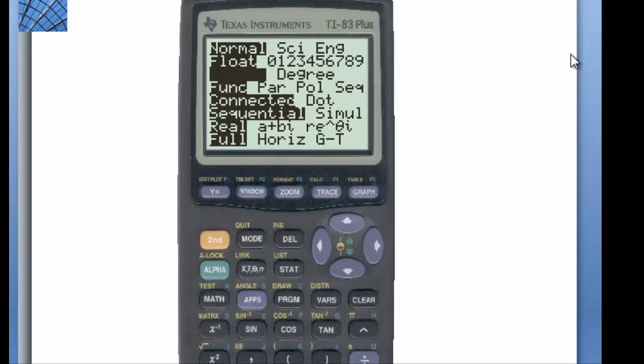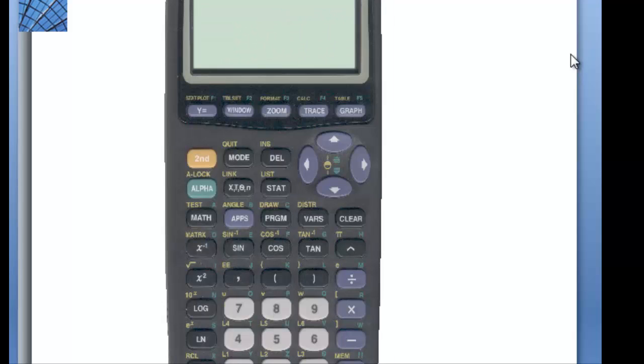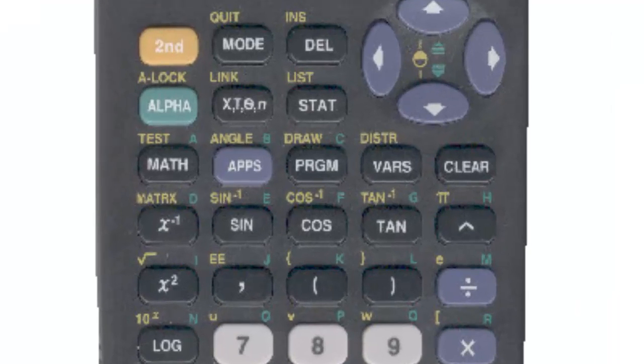Moving down the calculator a little bit, we have the inverse function. We have the sine, cosine, and tangent. And above those, we've got the sine to the -1, cosine to the -1, tangent to the -1.